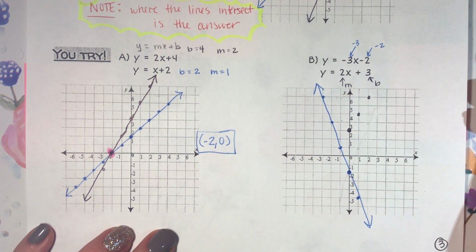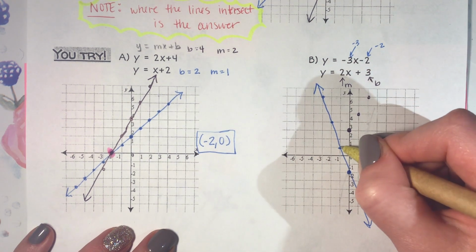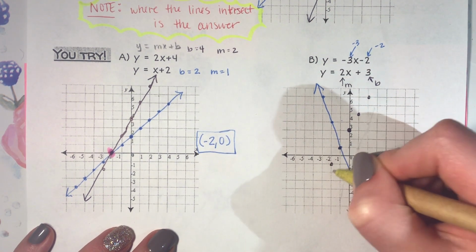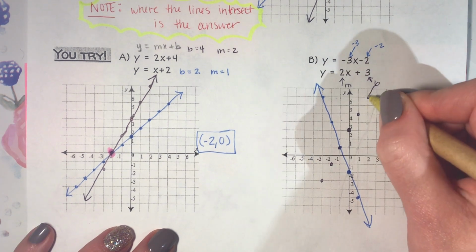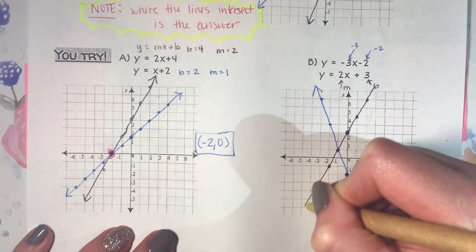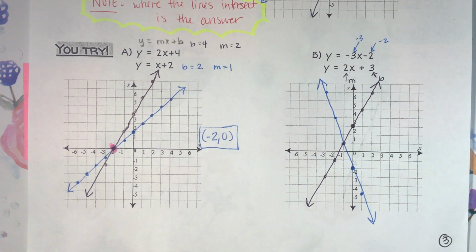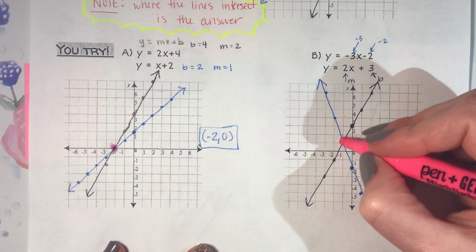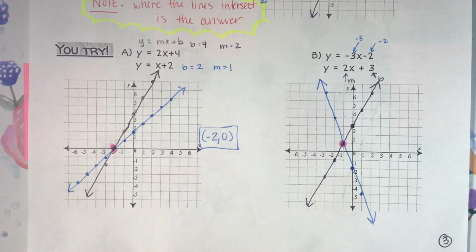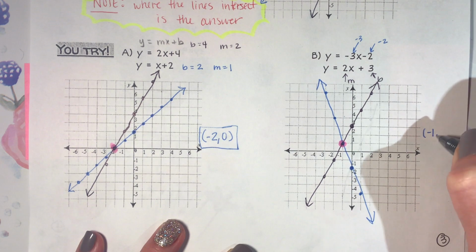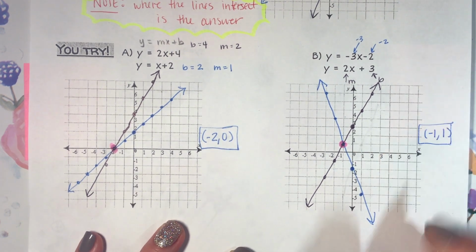When you run out of space, you can do the opposite of what you just did. So instead of up, you go down. Instead of to the right, you go to the left. So I'm going to go down 2, backwards 1, down 2, backwards 1. Connect your dots. One more time, your answer is where your lines intersect. So that is at the coordinate -1, 1. And there's your answer.